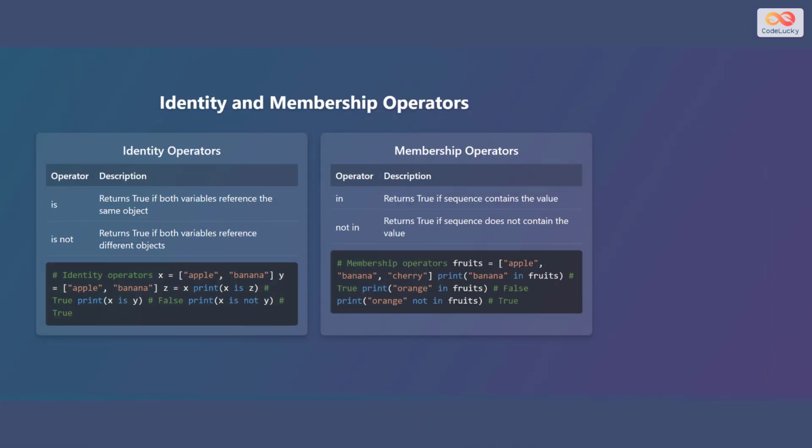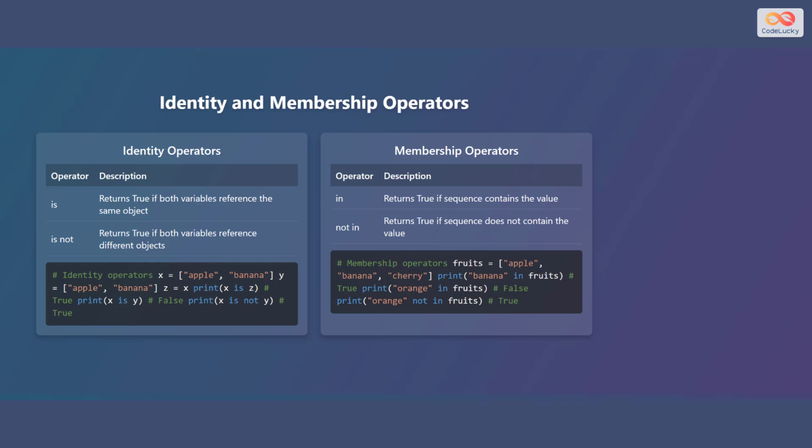Now let's explore identity and membership operators. Identity operators check if two variables refer to the same object in memory. The is operator returns true if both variables point to the same object, while is not returns true if they point to different objects. Membership operators check if a value exists within a sequence like a list. The in operator returns true if the value is found in the sequence, and not in returns true if the value is not found. Here are code examples to illustrate these concepts.